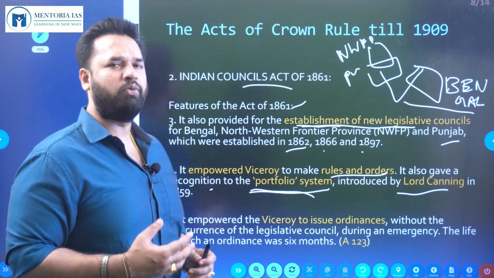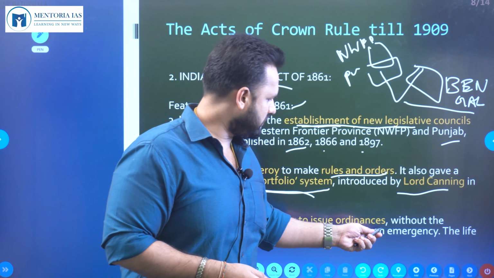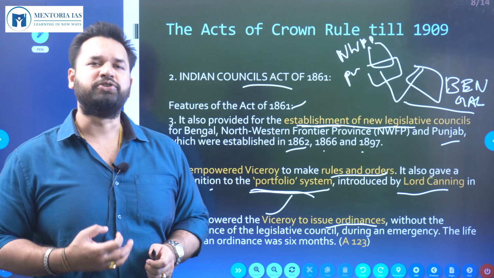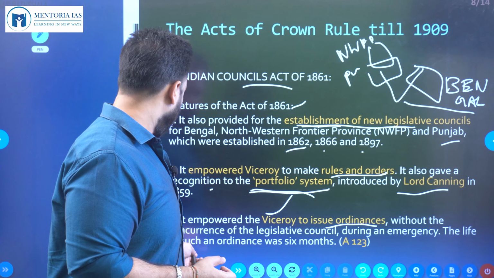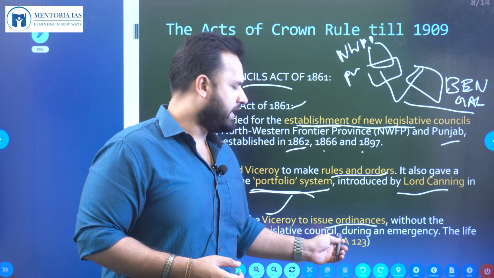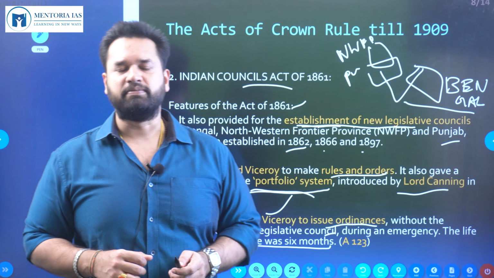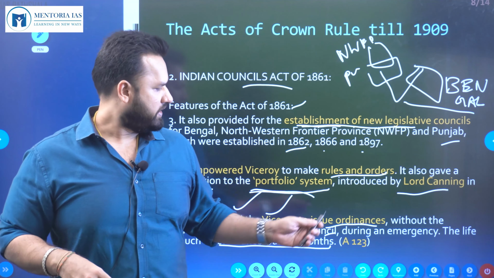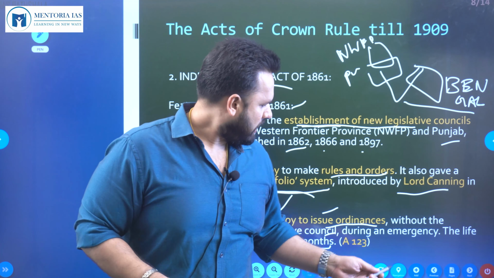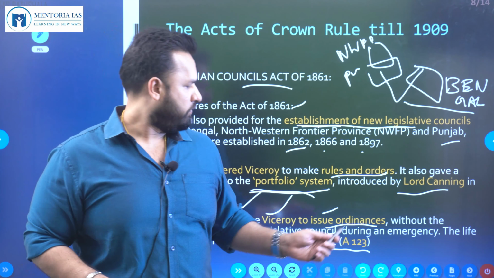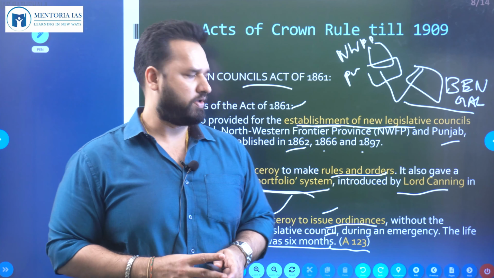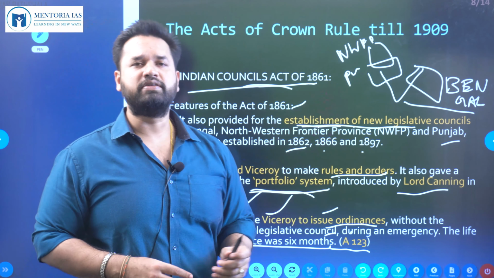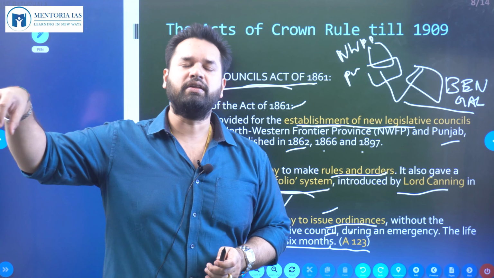And then it also empowered the Viceroy to issue ordinances. What is an ordinance? It is an order. The Viceroy was given permission to issue ordinances, valid for 6 months, and he could only pass an ordinance during an emergency. Okay, we have a similar ordinance in the present situation. Yes, the President can pass an ordinance under Article 123 when the Parliament is in recess. So the Indian Councils Act 1861 laid the foundation for our present Article 123.